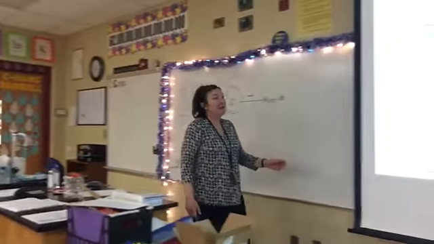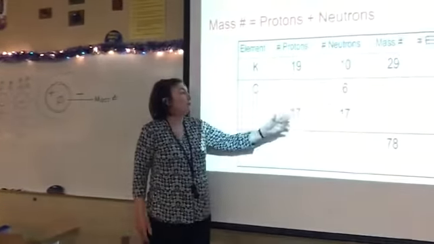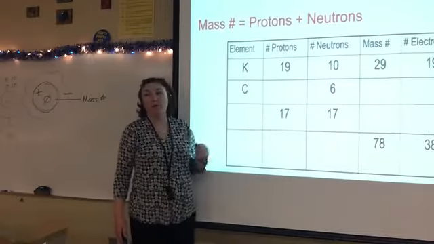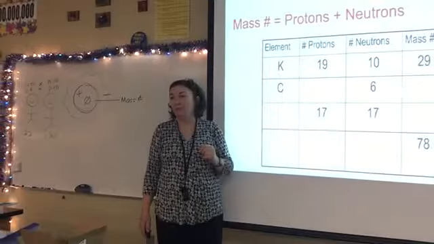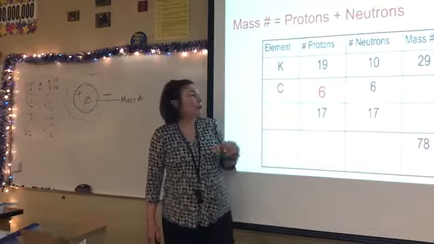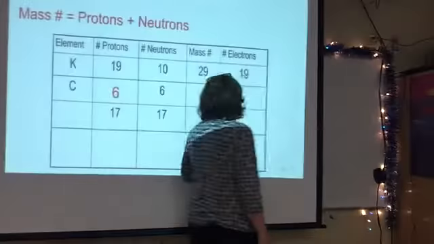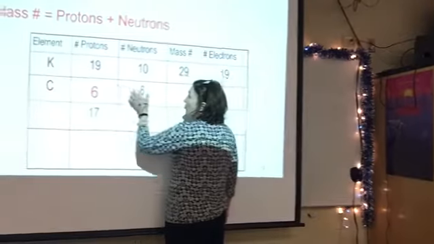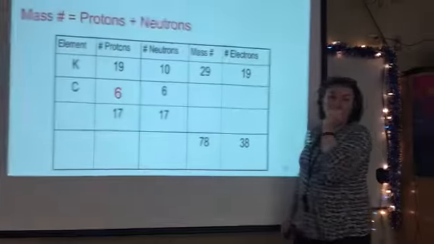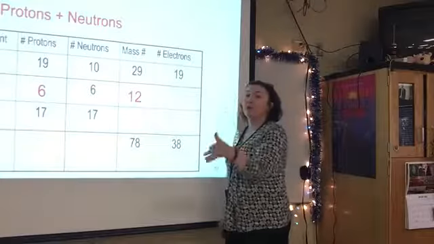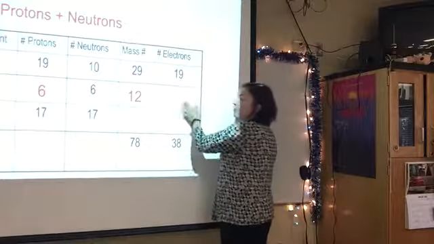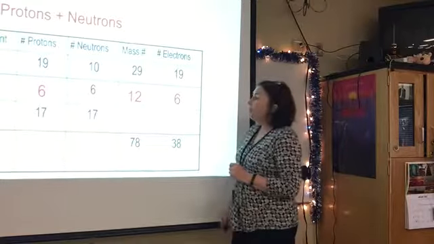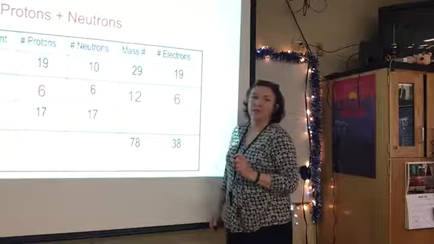So, when I look at this, here's our chart. Carbon has how many protons? 6. And what's my mass number then going to be? 6. Okay, if protons are 6, neutrons are 6, what's my mass number going to be? 12. Mass number is protons plus neutrons. How many electrons will I have in a neutral atom? 6. What element has 17 protons?